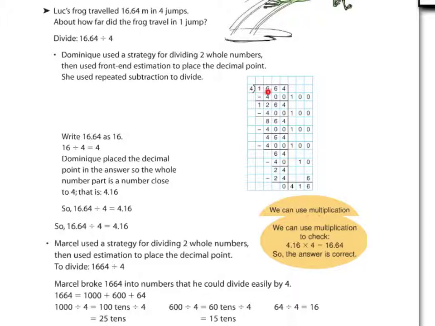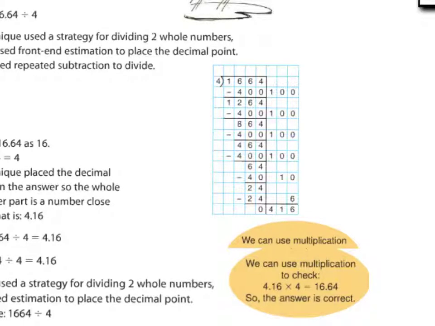So again, you can see they ignore the decimal. They ignore the decimal and they look at 1,600, and they've started with 100 as well. So 4 times 100 is 400. They've subtracted, 1,264. There's room for another 400, so they put another 400 in there. Another 100 times 4 is 400, subtracted. We still have 864. We can fit another 400 in there, so I'm going to multiply by 100 again. 4 times 100 is 400. Subtract, I'm left with 464.